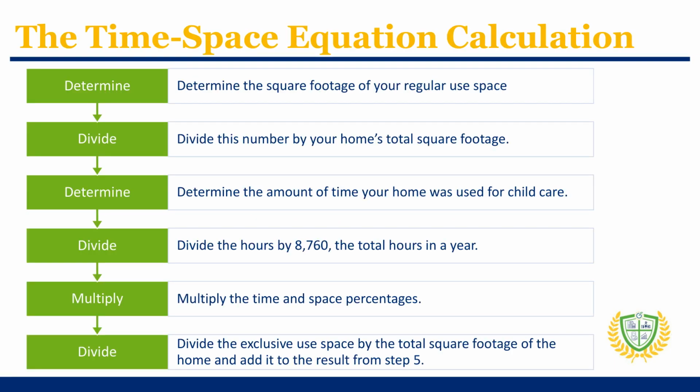Step 1. Determine the square footage of your regular use space. Step 2. Divide this number by your home's total square footage. Step 3. Determine the amount of time your home was used for child care. Step 4. Divide the hours by 8,760, the total hours in a year. Step 5. Multiply the time and space percentages. Step 6. Divide the exclusive use space by the total square footage of the home and add it to the result from Step 5. Using these steps, you can easily determine how many of your expenses can be reimbursed using grant funds or be deducted on your federal income taxes.